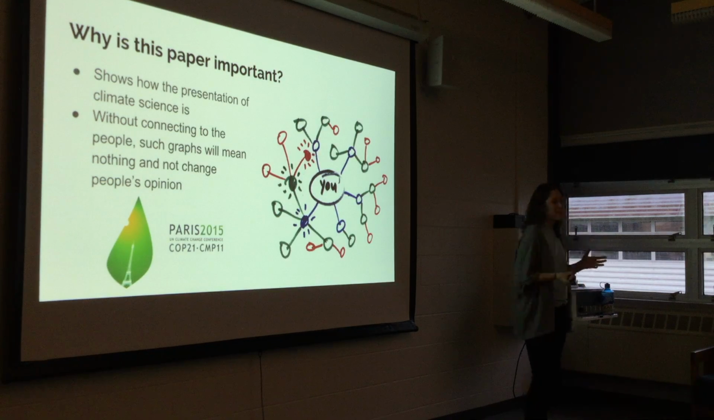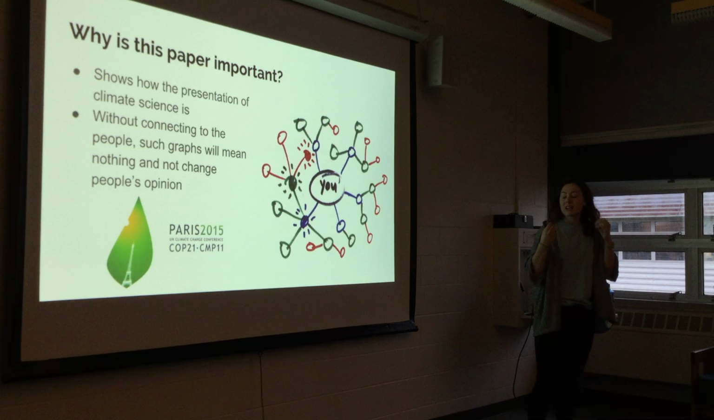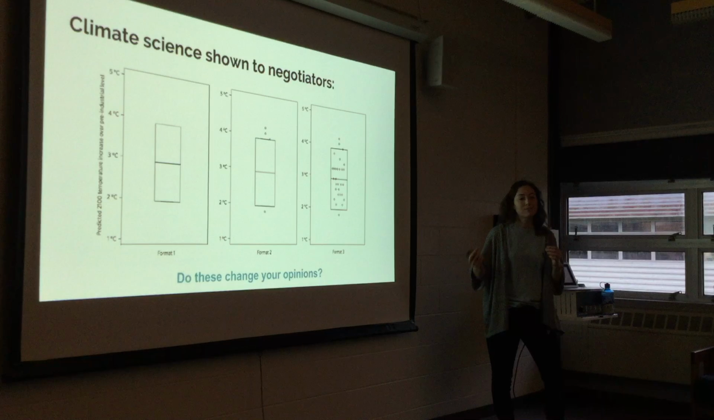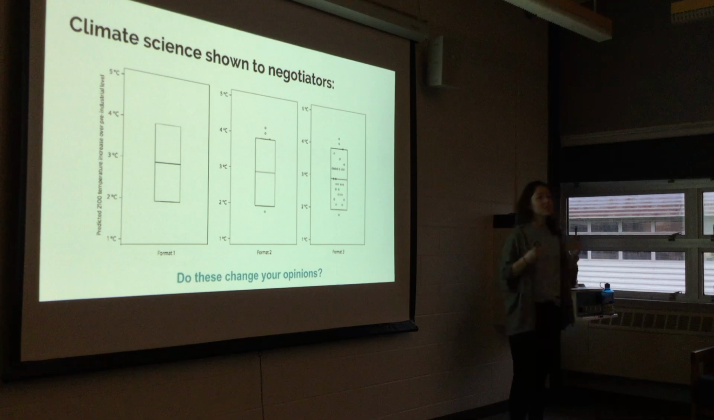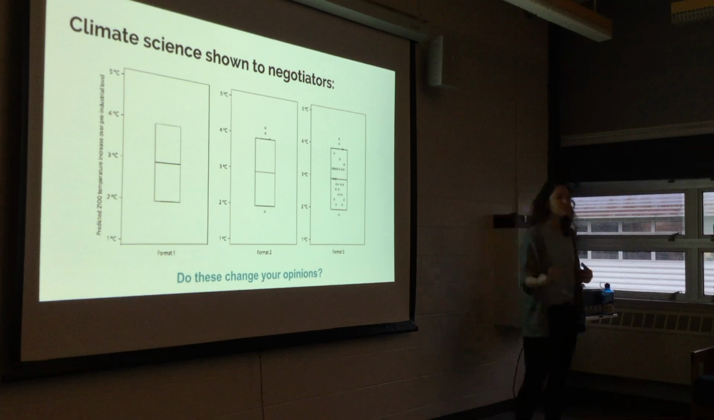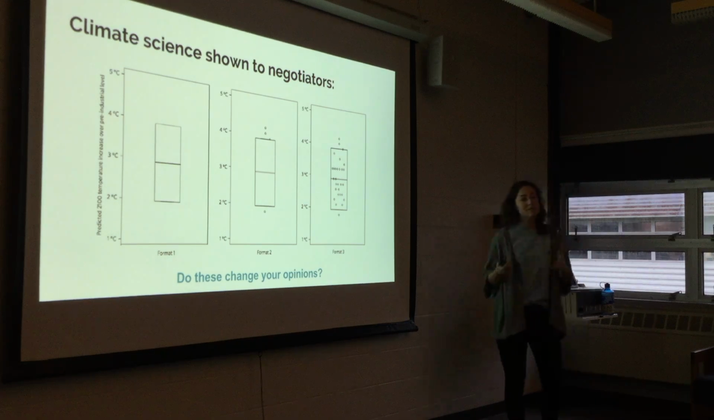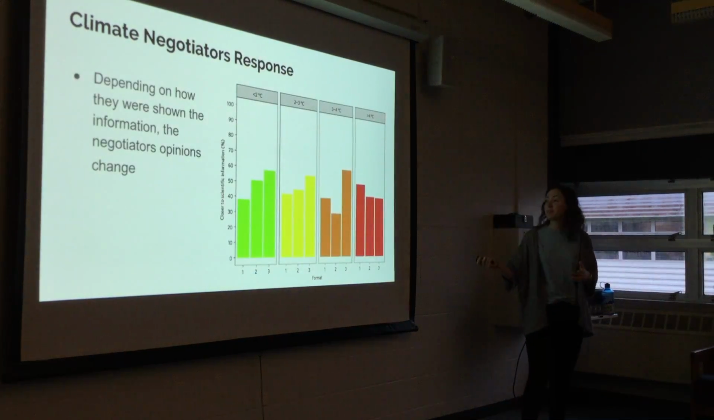So why is this paper important? Well, I wanted to show you how important it is to show climate science in the correct way. In this paper, with these formats, it was kind of out of touch with the way it showed the information. It's showing temperature rises by 2100, but this isn't showing the present effects of climate change. This is showing the future effects. These are numbers that don't really have an effect, and they don't actually change the negotiators' opinions much, if you look here.